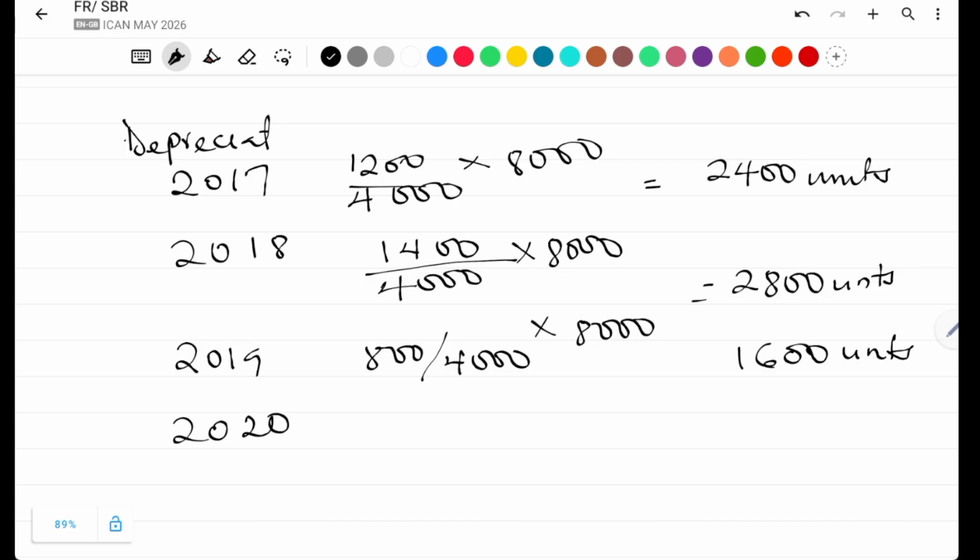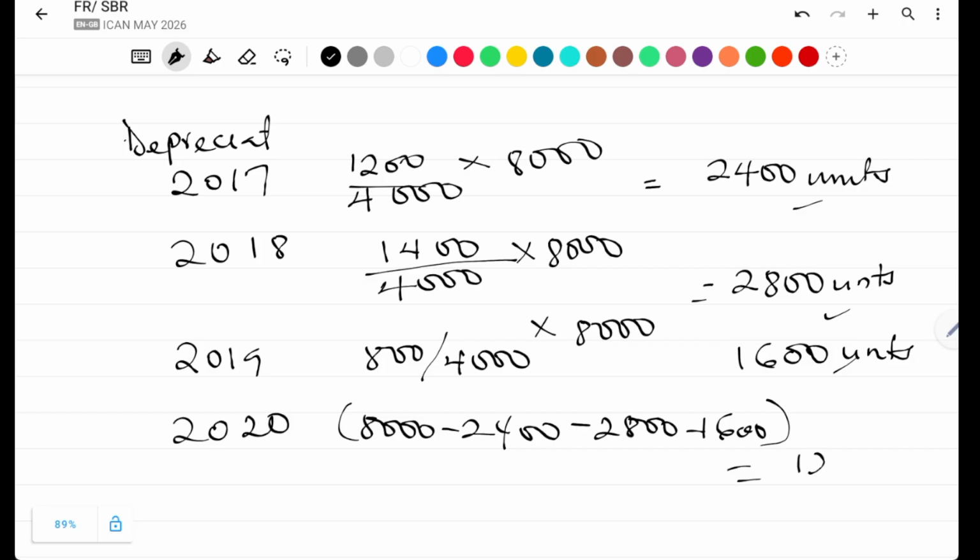So are we going to stop in 2019 because we don't have it? No. If you look at what we've done so far, let's see how many units are left. Out of these 8,000 units, we've taken 2,400, 2,800, and 1,600. What is left? So in 2020, it will be 8,000 minus 2,400 minus 2,800 minus 1,600. Okay. So if you do that, what you find is you get 1,200 units.